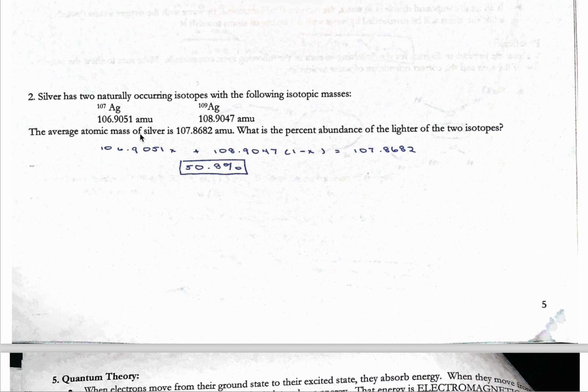For these problems, I give you the mass number. I say, hey, what's the percent abundance? So remember, if one of them is X, because you make the 100% into a decimal, then the other one's going to be 1 minus X.